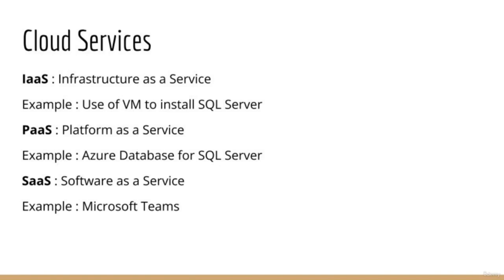The third and final model is SaaS, or Software as a Service. In this cloud service model, the cloud provider manages all aspects of the application environment, such as virtual machines, networking resources, data storage, and applications. The cloud tenant only needs to provide their data to the application managed by the cloud provider. A simple example is the use of Microsoft 365 apps, such as Microsoft Teams or Microsoft Word.